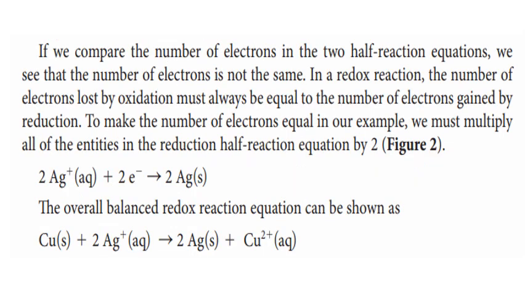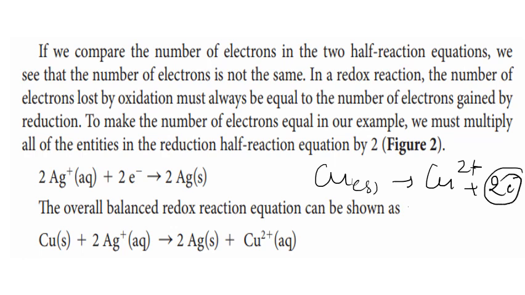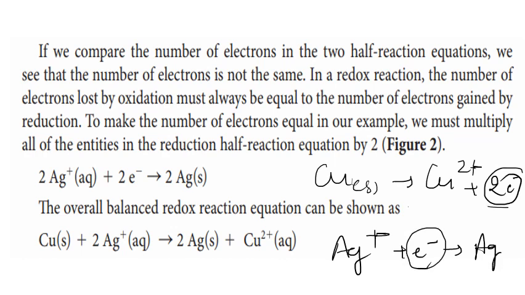Now they're saying if we compare the number of electrons in the two half reactions, they're not the same, right? So in copper, going from solid, it was losing 2 electrons. Okay, so there is a loss of 2 electrons, but if you pay attention to this one, which is Ag, Ag is plus 1, so it needs 1 electron to become Ag. So here it is gaining 1 electron, here it is losing 2 electrons, right?